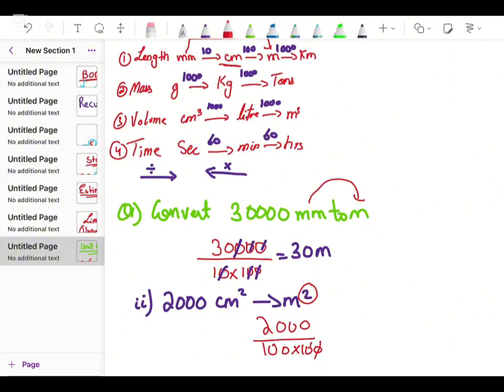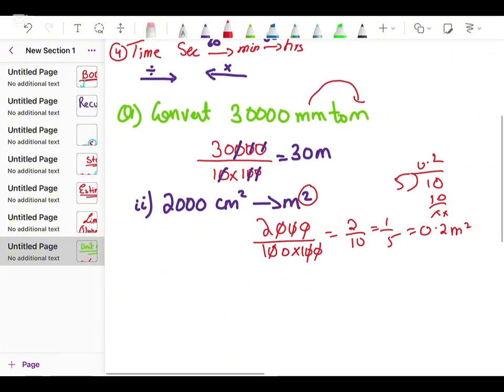So we will cancel out this. So 2 upon 10 means 1 upon 5. So we will get this answer, 0.2. So 0.2 will be our final answer. This means 0.2 meter square. I hope everything is clear in this part. Now we will see one more example.